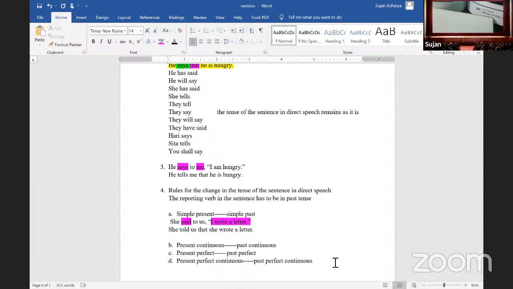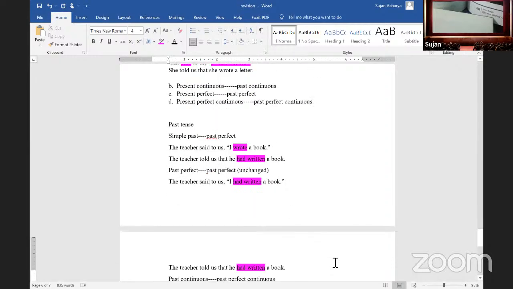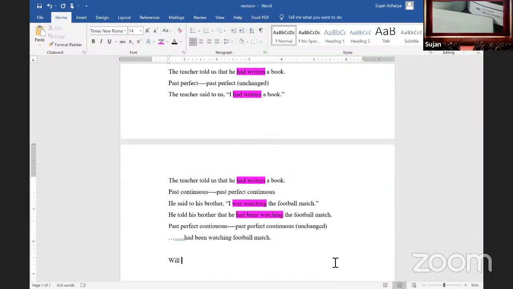Rules for the change of the tense of the sentence in direct speech. All the sentences in present tense change into the corresponding past tense. Simple past changes into past perfect. Past perfect, no change. Past continuous, past perfect continuous. Past perfect continuous, no change. And will changes into would.